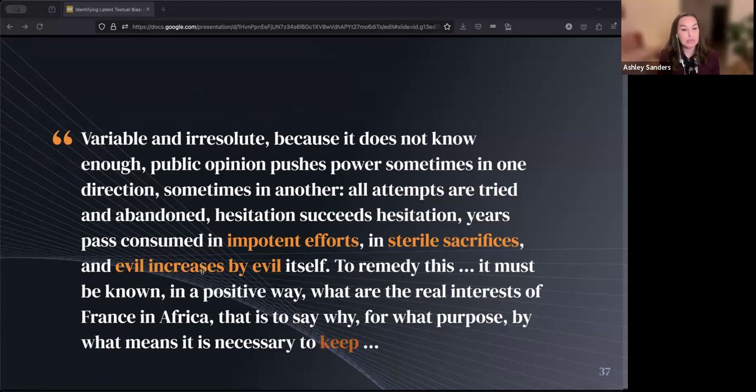So he writes, variable and irresolute because it does not know enough. Public opinion pushes power, sometimes in one direction, sometimes in another. All attempts are tried and abandoned. Hesitation succeeds hesitation. Years pass consumed in impotent efforts and sterile sacrifices, and evil increases by evil itself. To remedy this, it must be known in a positive way what are the real interests of France in Africa. That is to say, why, for what purpose, by what means it is necessary to keep.